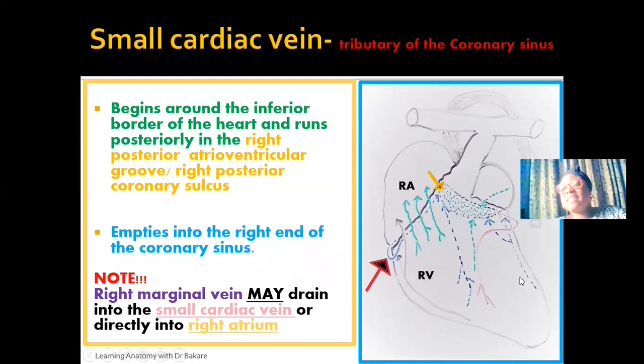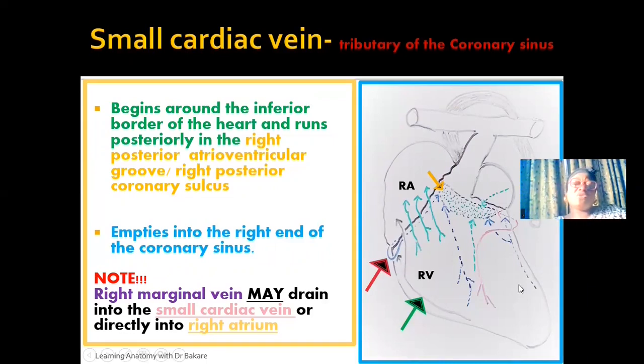Remember, we talked about the left marginal vein at the left marginal border of the heart that can either drain its deoxygenated blood into the great cardiac vein or the coronary sinus directly. We also have the right marginal vein. This right marginal vein is also seen at the right marginal border of the heart. It can also empty its deoxygenated blood into the small cardiac vein. This is the point where it releases the deoxygenated blood into the small cardiac vein here, or it can also release the deoxygenated blood that it is carrying into the right atrium. So it can release it directly into the right atrium, or it may release it into the small cardiac vein.